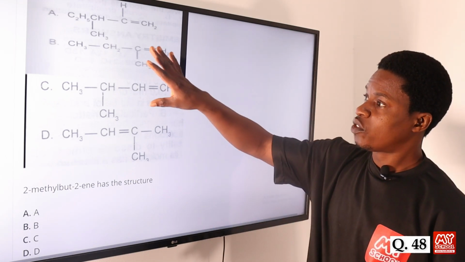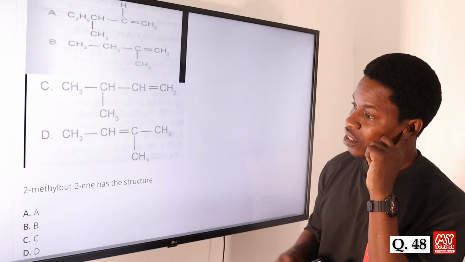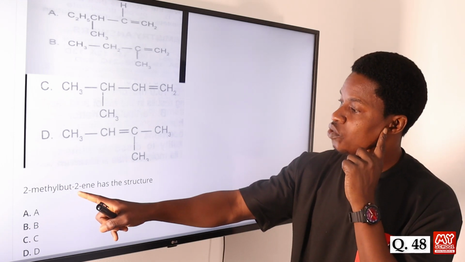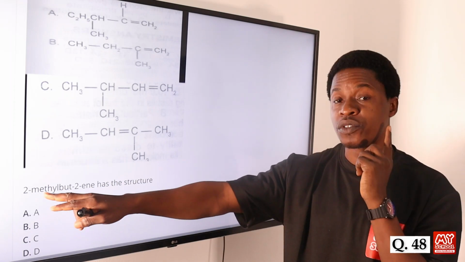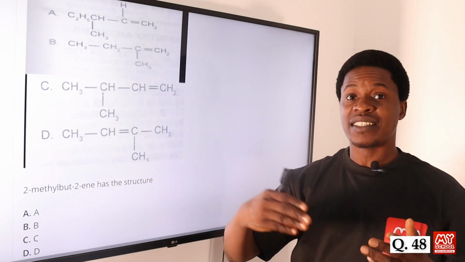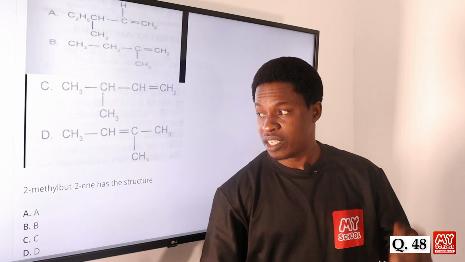We have different structures here. The question says 2-methyl-but-2-ene. What I want to do is draw my own structure, then compare my answer with what we have here, to make it easier. So let's move on to the board. 2-methyl-but-2-ene.